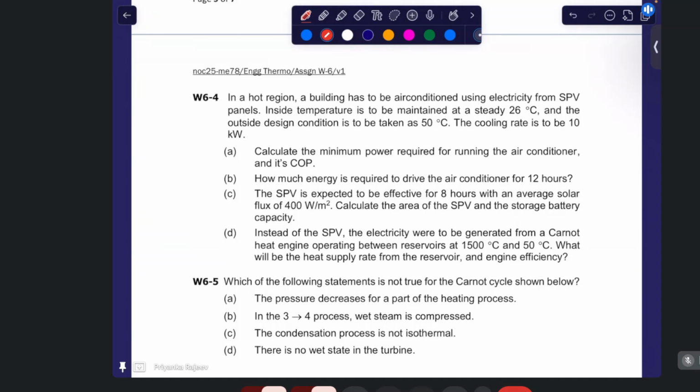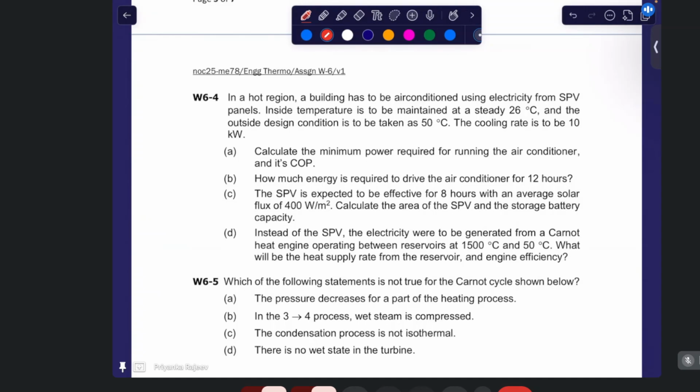Inside temperature is to be maintained at a steady 26 degrees centigrade, and the outside design condition is to be taken as 50 degrees centigrade. The cooling rate is to be 10 kilowatt. Now calculate the minimum power required for running the air conditioner and its COP. How much energy is required to drive the air conditioner for 12 hours? Okay, we will see one by one.